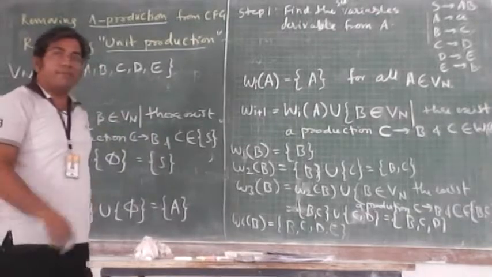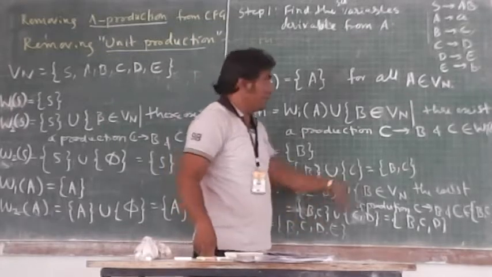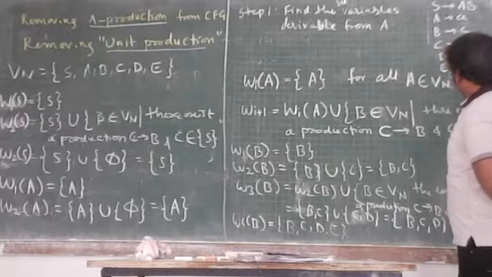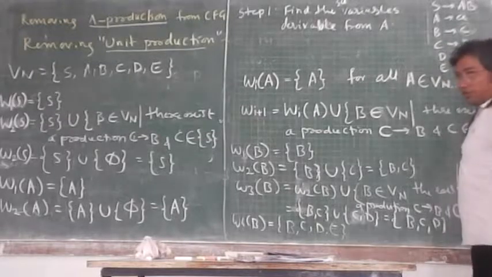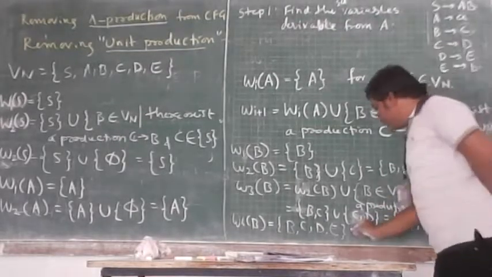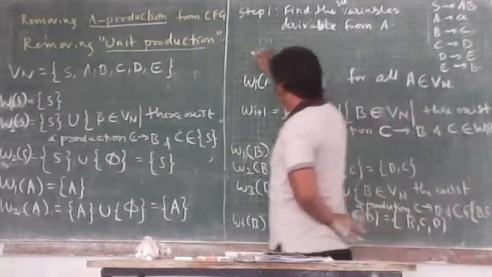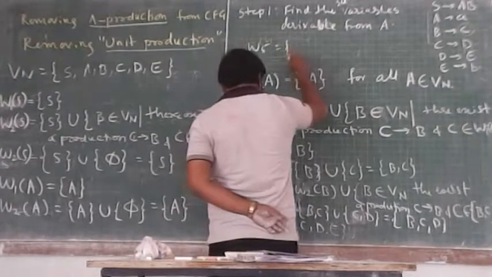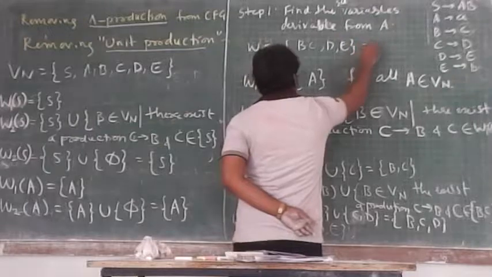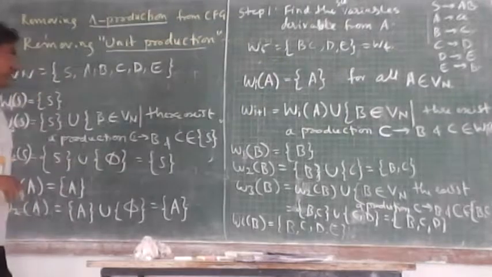Further, you go for calculating W5B. In that case, I have to look for all these four variables in my grammar. Okay? B, C, D and E. So what new variable did I receive in this step? No new variables. So this is W4, and W5 will be B, C, D, E itself, which is equal to W4. So at this step you have to stop calculating W's for B.